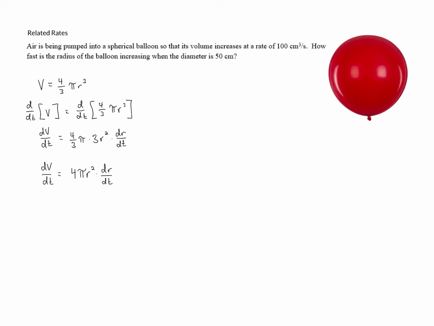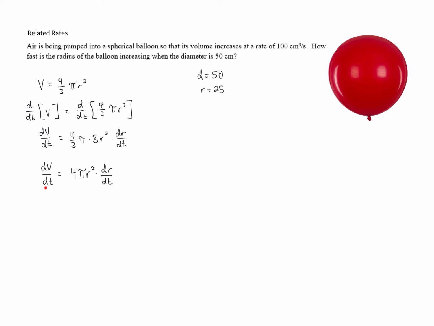What we want to find is how fast the radius is increasing. So that's dr over dt, specifically at the moment when the diameter is 50 centimeters. Now, really quick, we're told the diameter is 50 centimeters, but we don't have the diameter here anywhere. We have the radius. So remember, the radius is half the diameter, so that means r is 25. And so we can actually plug that in, right? We need dr over dt, but we know what r is at this moment.